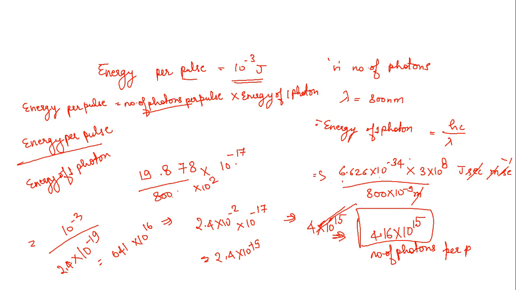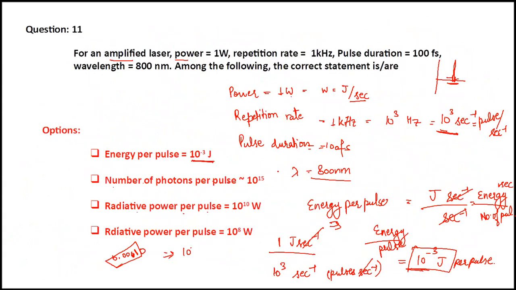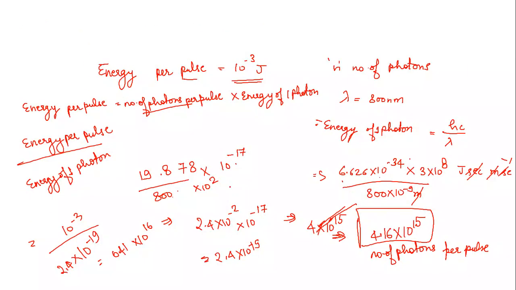per pulse, right? So we have solved our second option also, and if I remember, the same option was given here. It is almost equal to 10 to the 15 photons in one pulse. So this is also quite a large amount. This is the correct answer and this is the correct answer. Now what we have to calculate is the radiative power per pulse. With the help of units only we can solve this question.